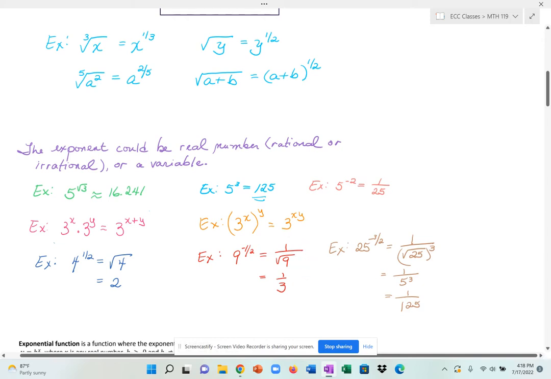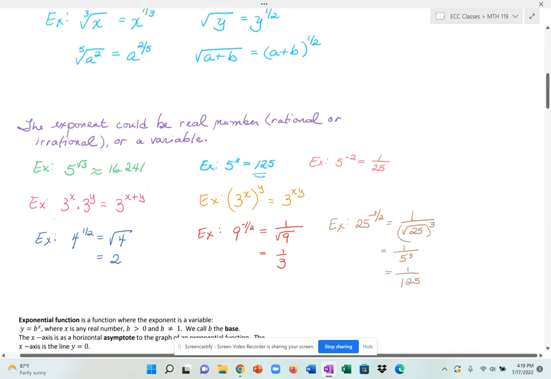And then I have 25 to the negative 3 over 2. So this negative means this ends up in the denominator. It's 1 over the square root of 25 raised to the third power. Square root of 25 is 5, but when you cube that, you get 1 over 125. So all these examples were a combination of different rules that we discussed at the beginning.